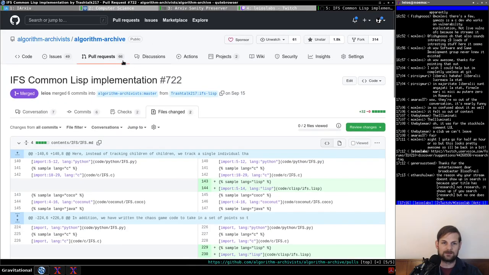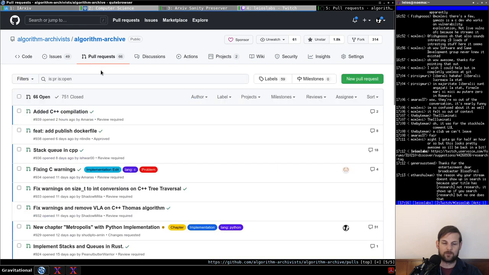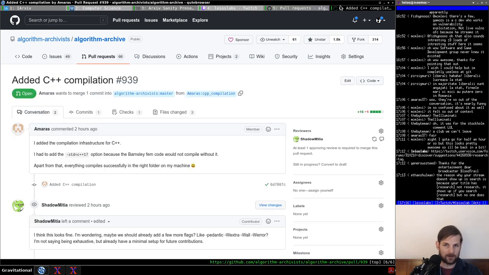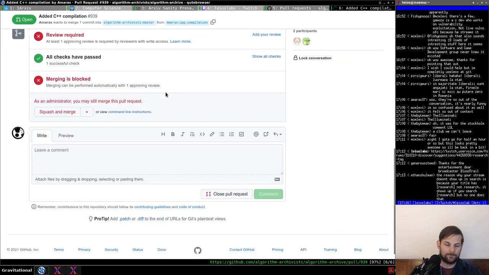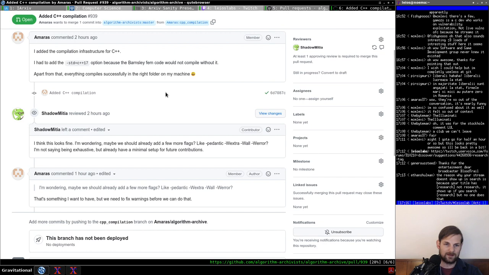So what I'm going to do next is go to the pull requests and take a look at a few of them. C++ compilation was added by MRS recently. I think we can actually just go ahead and merge this guy. Let me read it and see if it's okay to go. This looks fine. I'm wondering maybe we should already add a few more flags like pedantic, W extra.